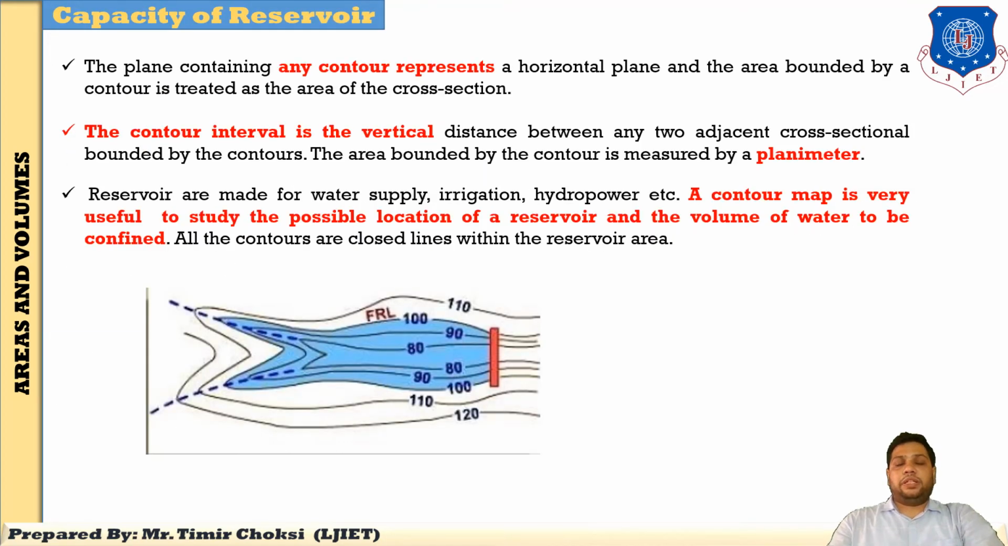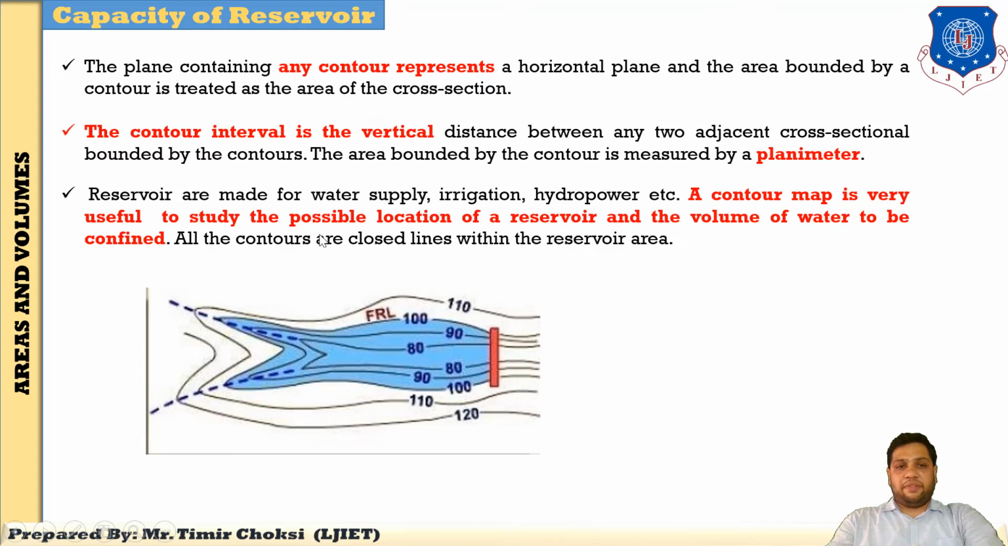Now I will explain the capacity of a reservoir. So how to find the capacity of a reservoir? A plane containing any contour represents a horizontal plane, and the area bounded by a contour is treated as the area of cross section. So when you find the capacity of a reservoir, the area is represented by the contour map. This type of map is a contour map, which you have already studied in the basic civil engineering subject.